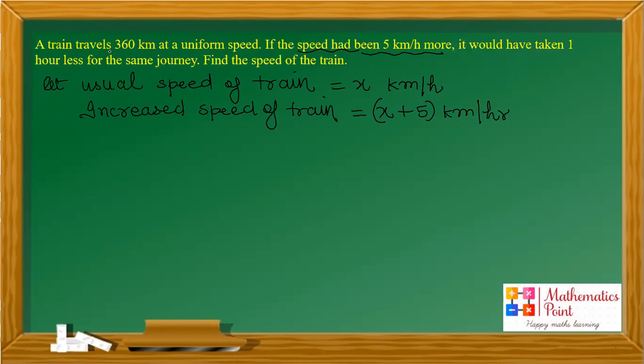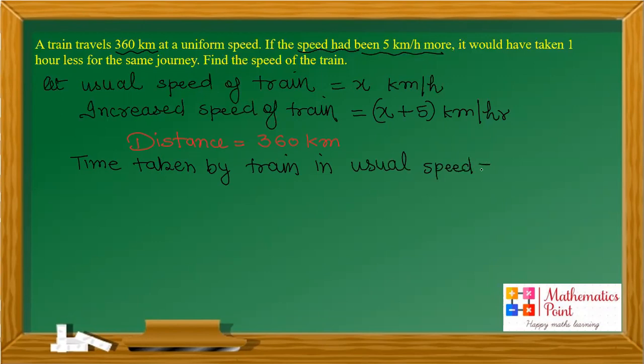Now, the train has to cover a distance of 360 kilometer. So, here we will write the distance which is equal to 360 kilometer. Now, we will find the time taken by the train in both the speeds. So, first of all, we will find time taken by train in usual speed.